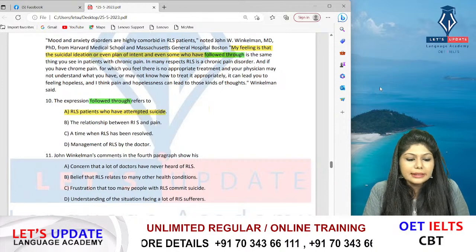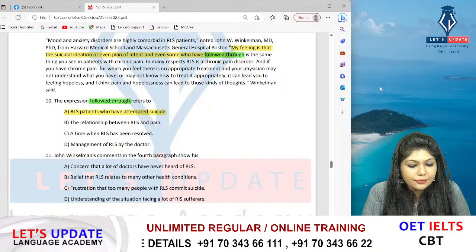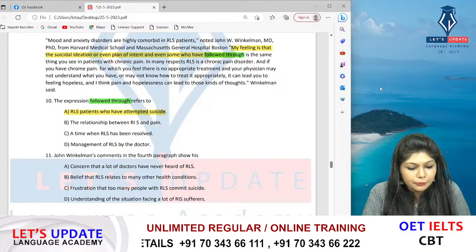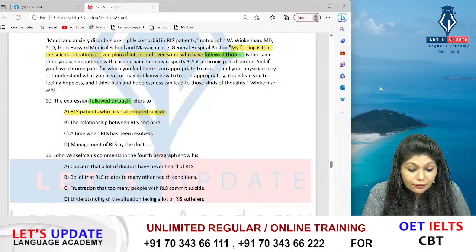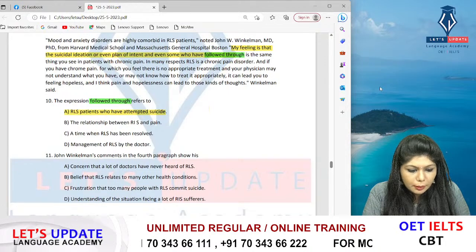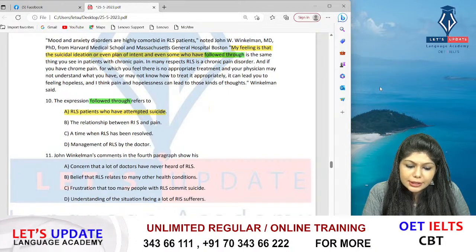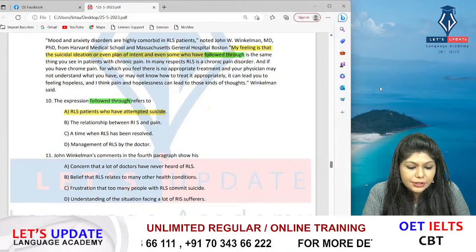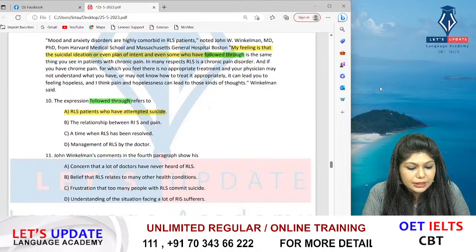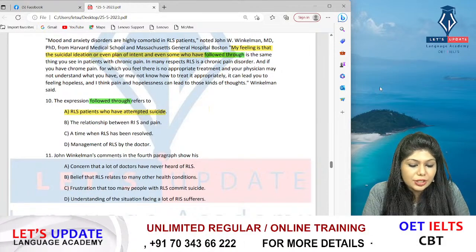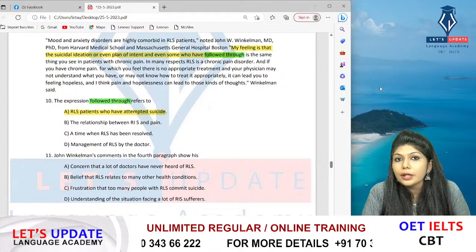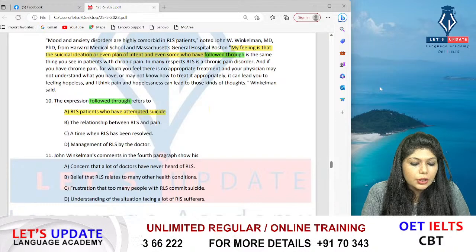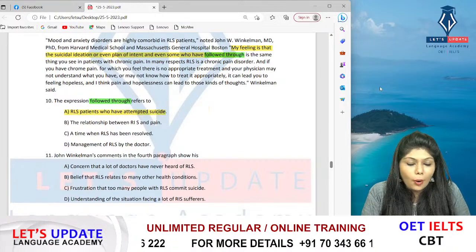Okay, I'll just read the question. John Winkelmann's comment in the fourth paragraph shows his: A. concern that a lot of doctors have never heard of RLS. B. Belief that RLS relates to many other health conditions. C. Frustration that too many people with RLS commit suicide. And D. Understanding of the situation faced by a lot of RLS sufferers. Okay, so these are the four options.